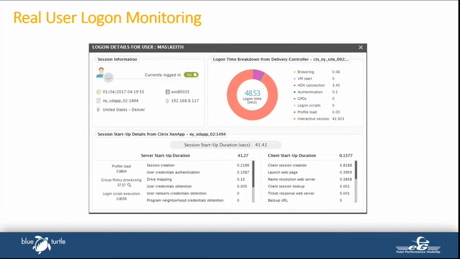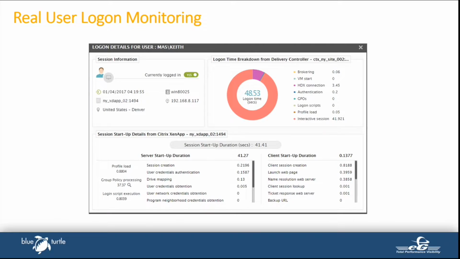What we do here is give you a complete pie chart of where exactly the slowness is. Here we see a slowness of around 48.53 seconds from the delivery controller, and the session startup time slowness is around 41.41 seconds. We also give a breakup of whether the slowness is from server startup time or from the client startup duration, and a breakup between the server side startup duration as well as the client side startup duration.